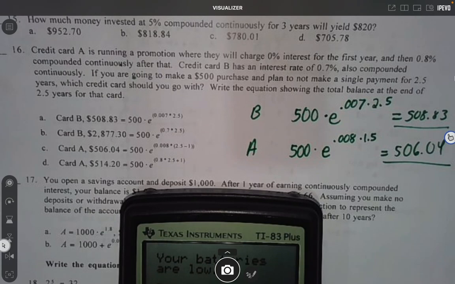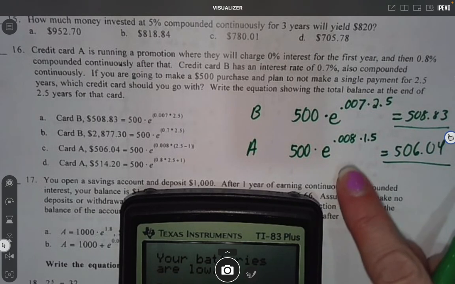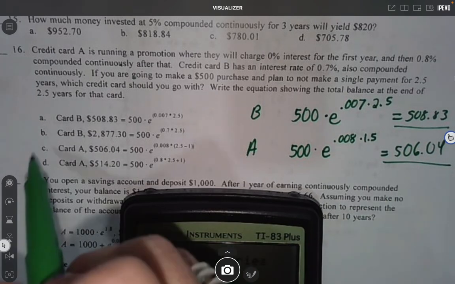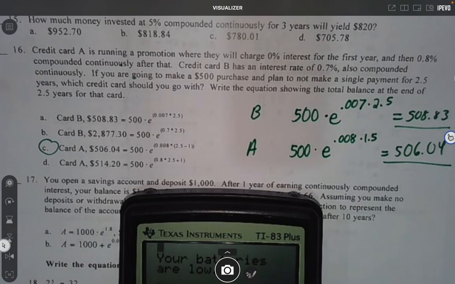So which one was cheaper? Which one is better? Card A, which is letter C. So the answer is C, which was card A with that amount. Does that make sense, y'all? It's the same exact problem, I just changed the numbers. And if I need to go back over that one tomorrow, I will.